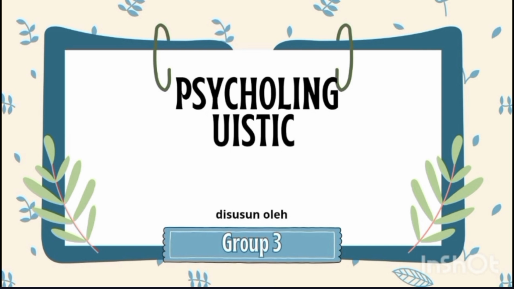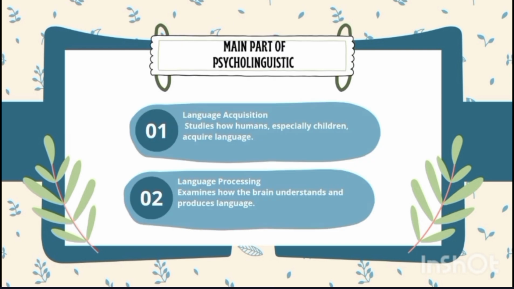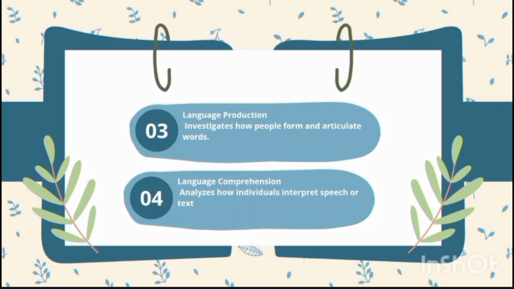Psycholinguistics by Group 3. Psycholinguistics is a branch of science that studies the relationship between language and cognitive processes in the human brain. Main parts of psycholinguistics. The first is language acquisition. Studies how humans, especially children, acquire language. The second is language processing. Examines how the brain understands and produces language. The next is language production. Investigates how people form and articulate words.